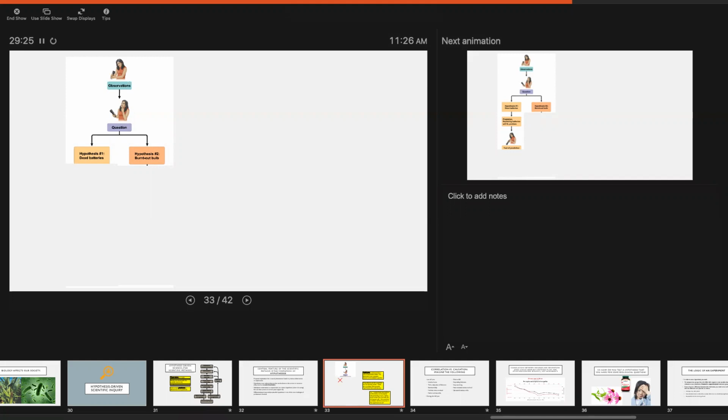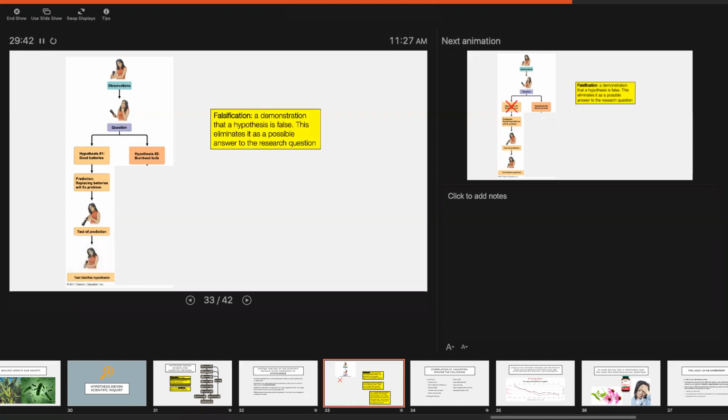How would we test these? Well, hypothesis one, you could test by replacing the batteries. The prediction here is that if you replace the batteries, it will fix the problem. So then we do that, we test this prediction, we replace the batteries, and it doesn't work. So hypothesis one is now falsified. We have said that replacing the batteries does not fix the problem.